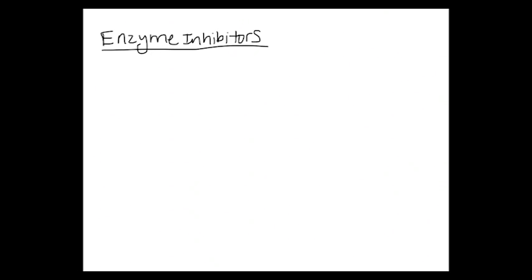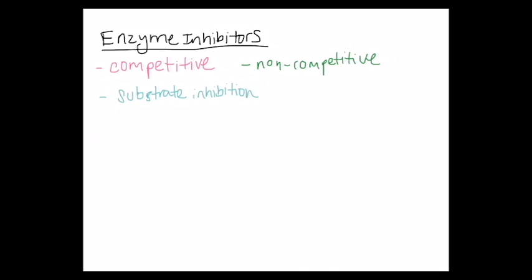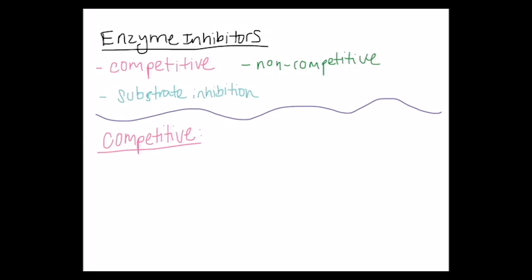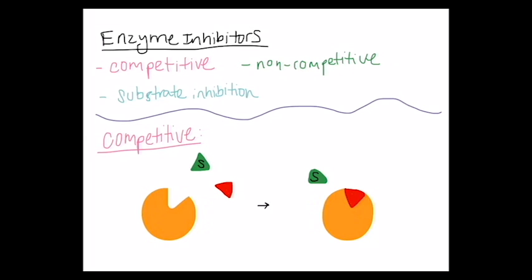Enzyme inhibitors can slow or stop an enzyme from catalyzing. The 3 most common forms of enzyme inhibition are competitive, non-competitive, and substrate inhibition. In competitive inhibition, the substrate competes with other substances for a spot in the enzyme's active site. The other substance is able to fit in the active site and block the substrate from being catalyzed.